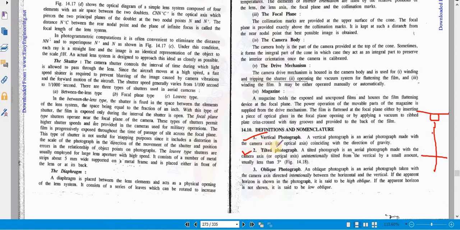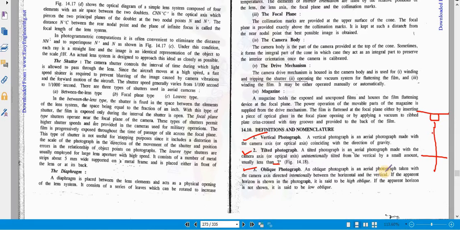What is a tilted photograph? A tilted photograph is an aerial photograph made with the camera axis unintentionally tilted from the vertical by a small amount, less than 3 degrees. So you are not keeping it perfectly vertical, but it is tilted to a certain angle. That is why it is called a tilted photograph. Then there is oblique photography, an aerial photograph taken with the camera axis intentionally directed between the horizontal and vertical.